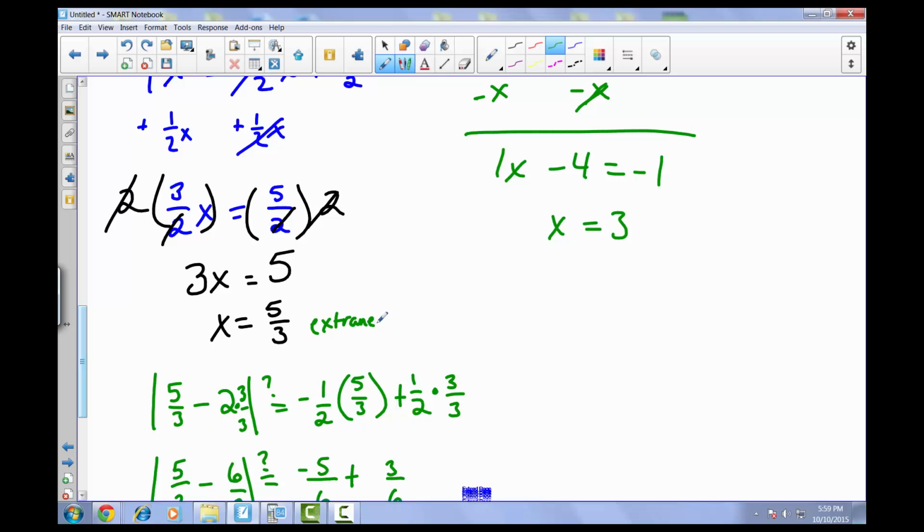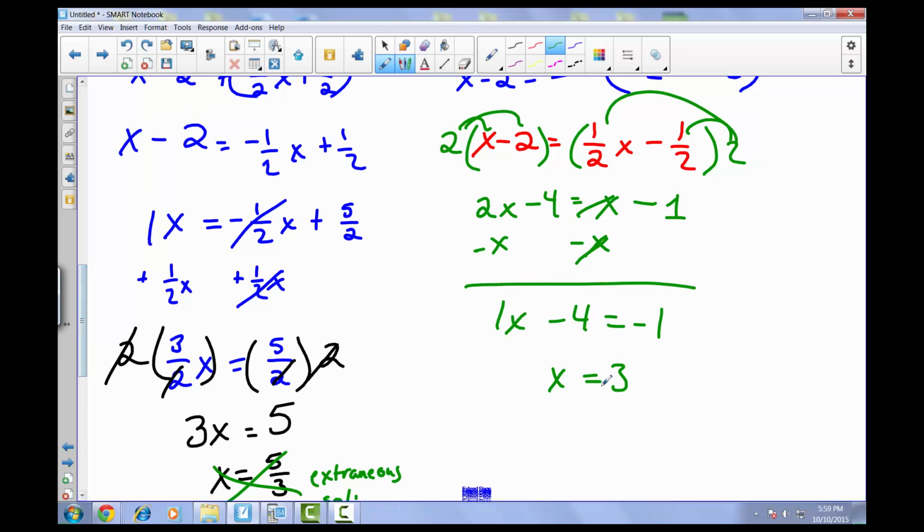In other words, you've done everything mathematically correct, but unfortunately, when you go back and try to plug it back into the original, it doesn't quite work like we just saw. So this guy would not be a solution. Next, we can go ahead and try our other guy, x equaling 3.